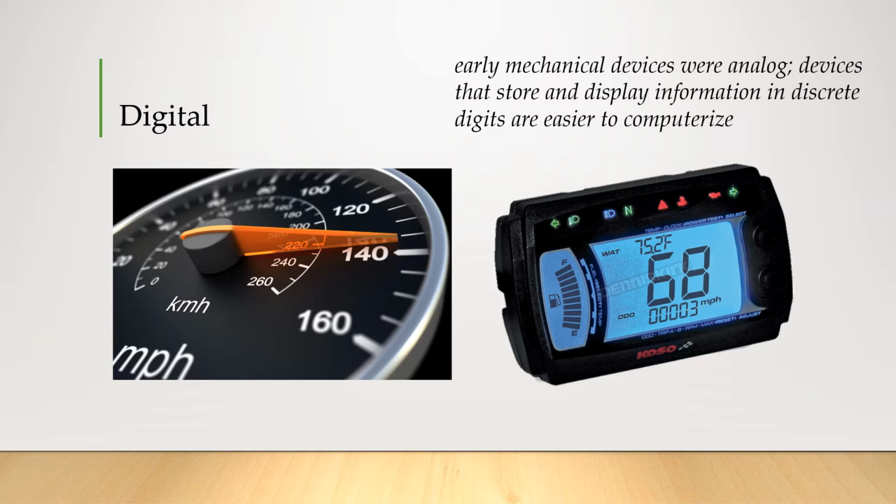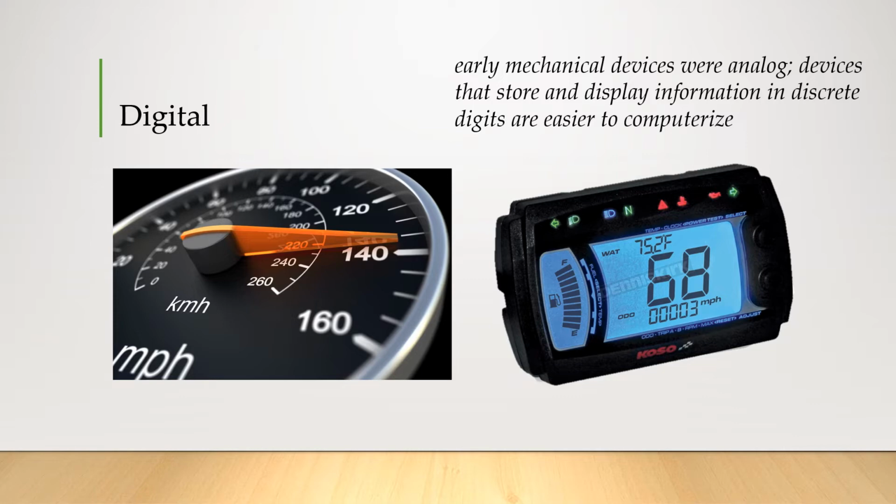Digital. The early mechanical devices were what we would call analog. If you've ever driven in a car, most cars up until very, very recently had analog speedometers. The needle moves in analogy to how fast you're driving. The faster you go, the further the needle moves.